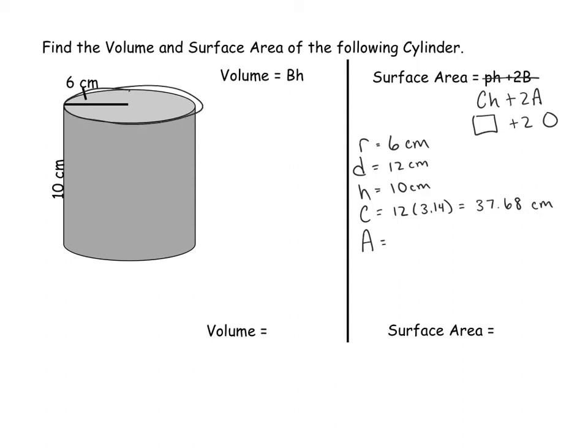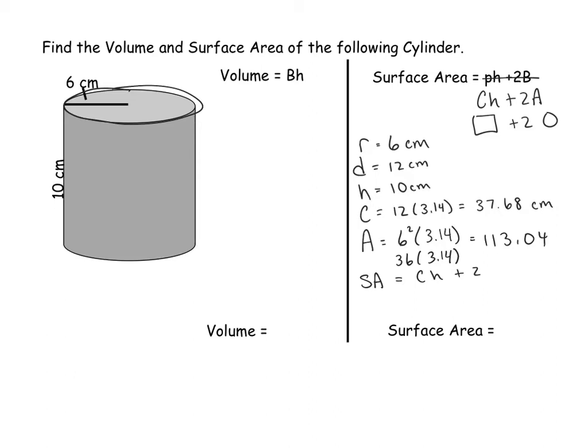That's 37.68. The area of the base is found by 6 squared. That's our radius squared times 3.14. That's not 6 times 2. That's 6 times 6. So that's 36 times 3.14. And that together equals 113.04.